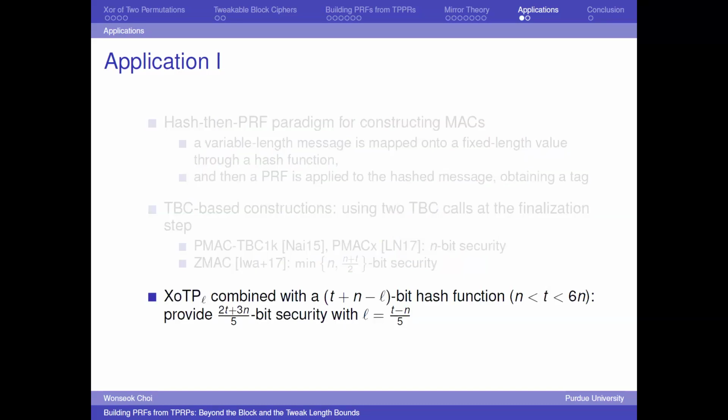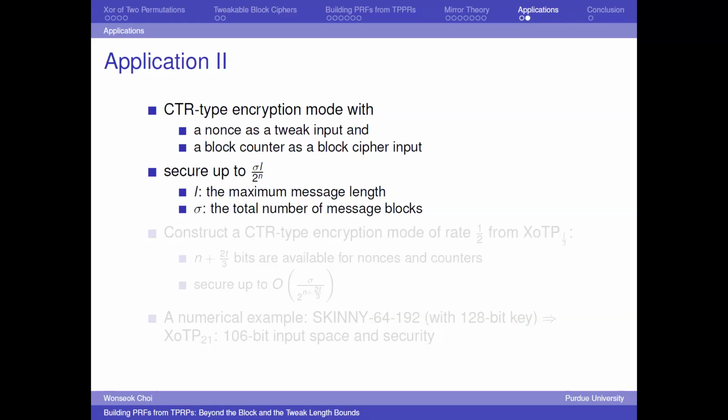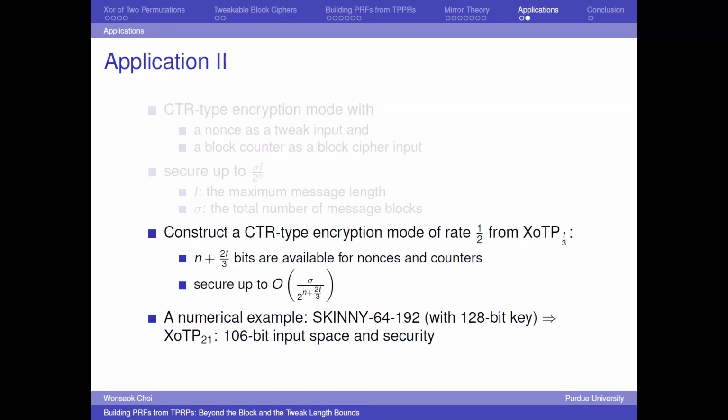But if we use XOTP as the finalization, then we can achieve this kind of security level. And as a CTR counter-mode type of encryption, we can use the nonce as a tweak input, and by using a block counter as the block cipher input, one can normally achieve this kind of security level. But if you're using XOTP, then one can actually achieve a better security level.